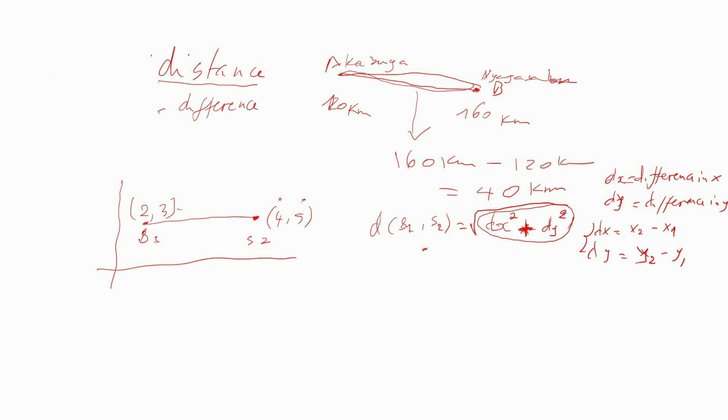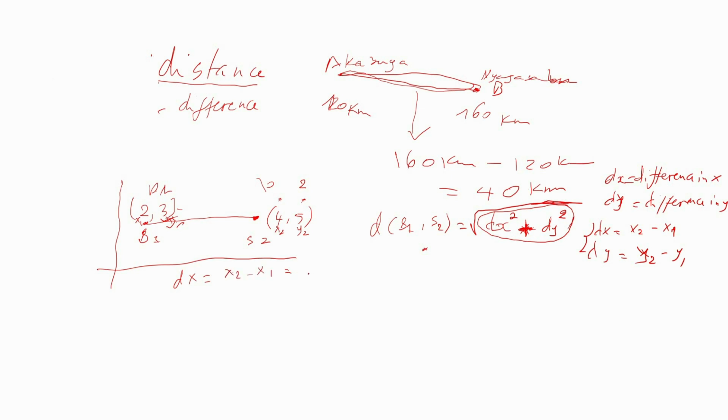This one, Kabuga and Nyagasambu, it was only one direction, reason why we calculated one difference. If there are two directions, we will calculate two differences. There is dx as a difference in x, and there is dy as difference in what? In y. This dx is x2 minus x1, dy will be y2 minus y1.